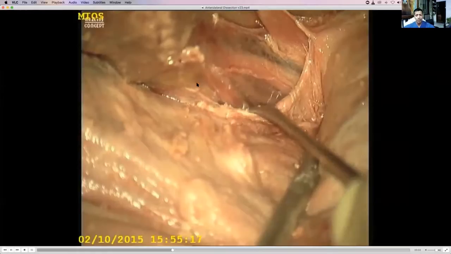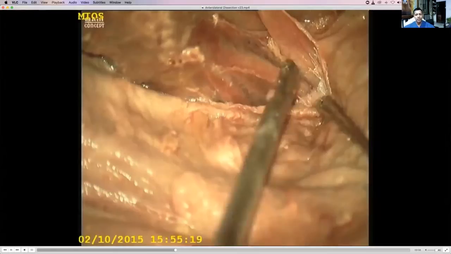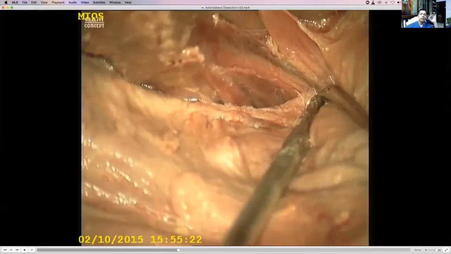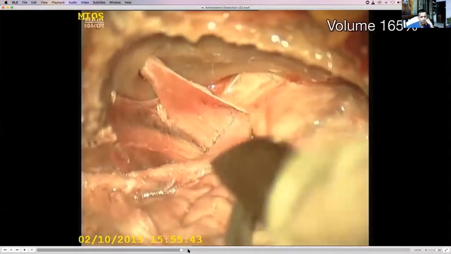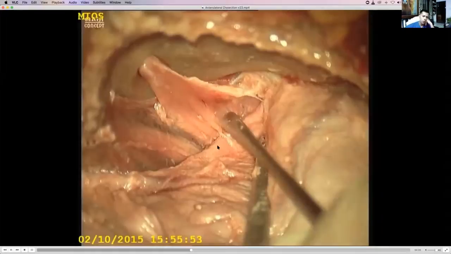Same dissection, first in the case. And then to make you understand, we are showing you in the cadaver. So V1, V2, we are going towards the Gasserian ganglion.